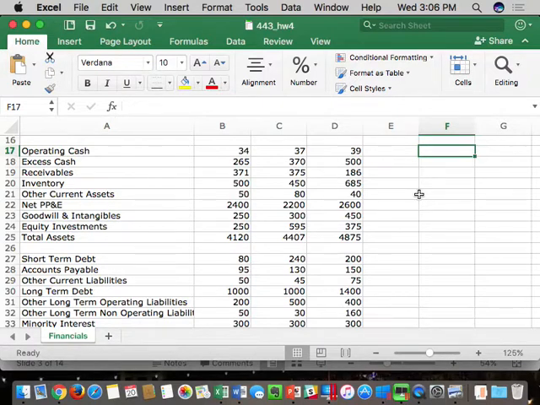Long-term debt. 3. Other long-term operating liabilities. Other long-term operating liabilities. 1. Other long-term non-operating liabilities. 2. This is a new account, so make sure that just like when we set up the first TFI as an example, we netted the operating assets against the operating liabilities. We net the non-operating assets against the non-operating liabilities. Okay? So make sure you net that.